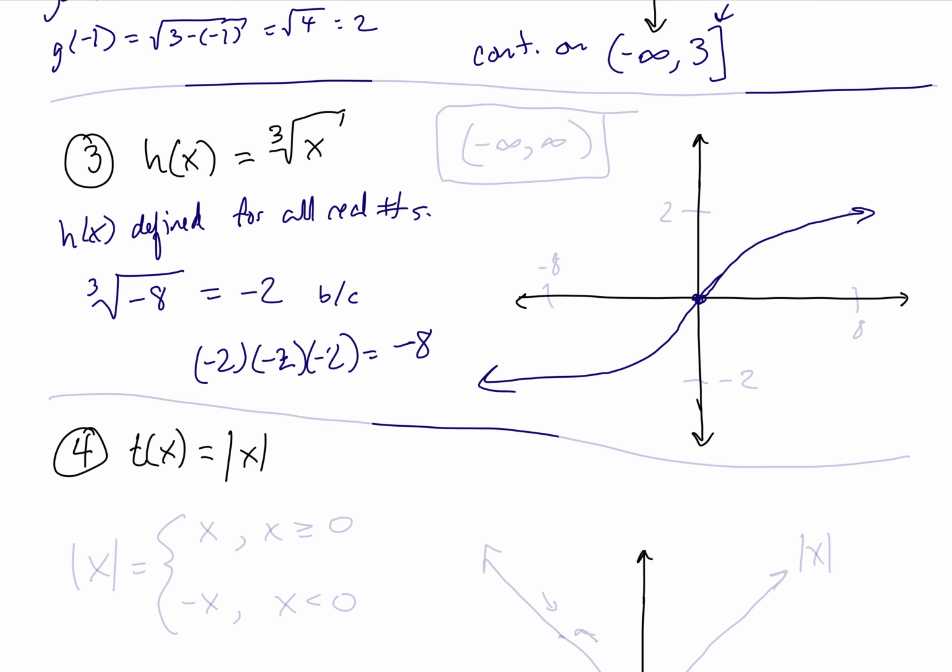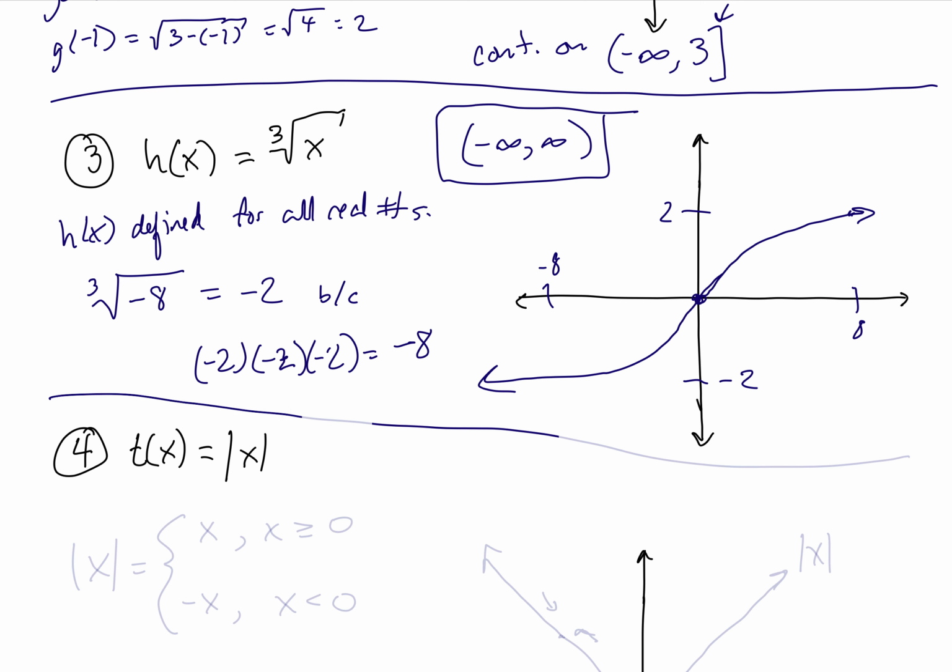So cube root of 0 is 0. Cube root of, for example, as we said, negative 8 is an output of negative 2. And cube root of positive 8 would also be an output of positive 2. So that's the cube root function. And we can see that that function is defined for all real numbers, and it's continuous over its entire domain. So negative infinity to positive infinity would be our solution, or all real numbers. H of x is continuous for all real numbers.